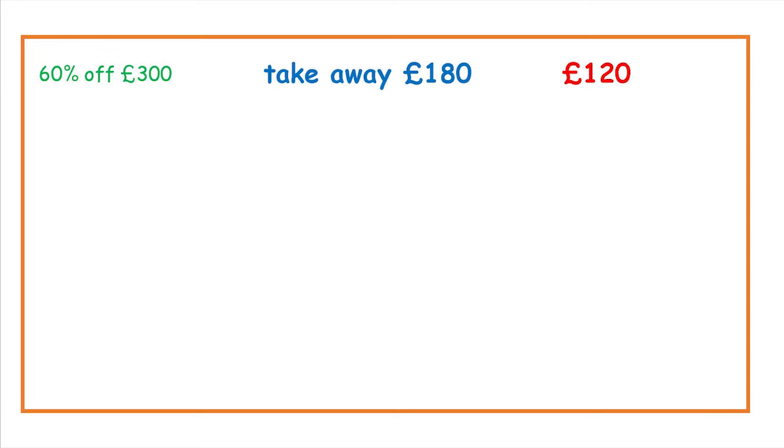I would do this by finding 10% of 300, which would be 30, then multiply that by 6 to make 180. Then I need to take 180 away from 300 and I get 120. Now have a look at the next question, pause and work out your answer.